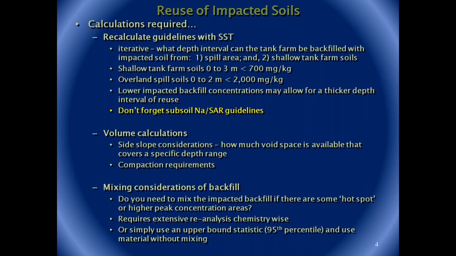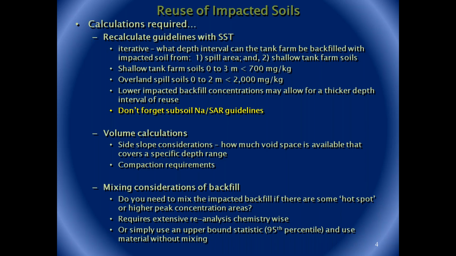Then there's the possibility that, say you have this overland spill area and concentrations are up to 2,000, but let's say most of the concentrations are around 1,000 milligram per kilogram, and you just have a few samples that are around 2,000. Well, you could either remove those 2,000s and send them to landfill if you know exactly where they are, or you can just do some mixing, and start mixing that material to average it out, and then take an upper bound concentration as the other approach.